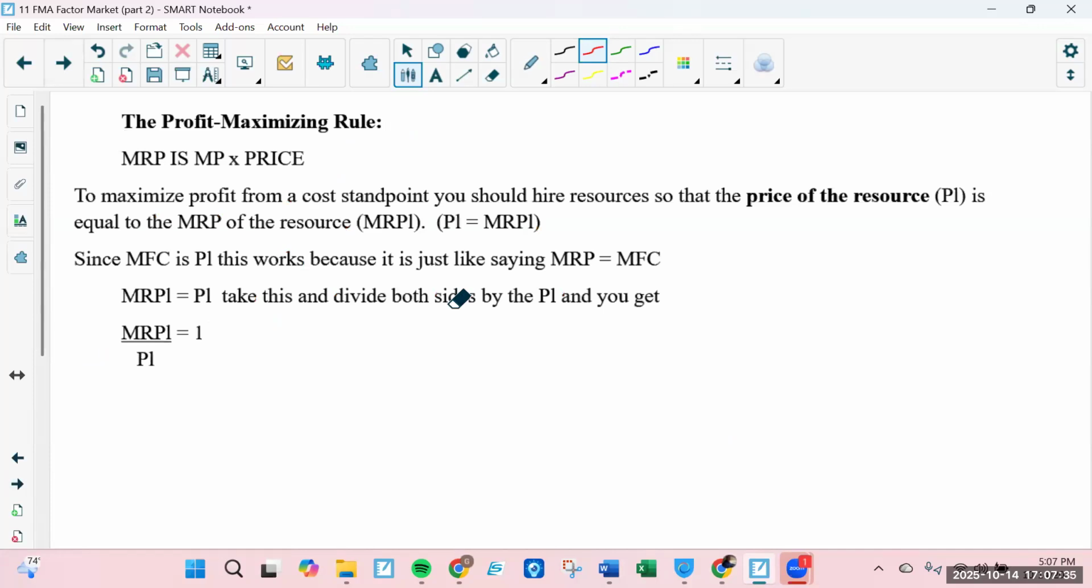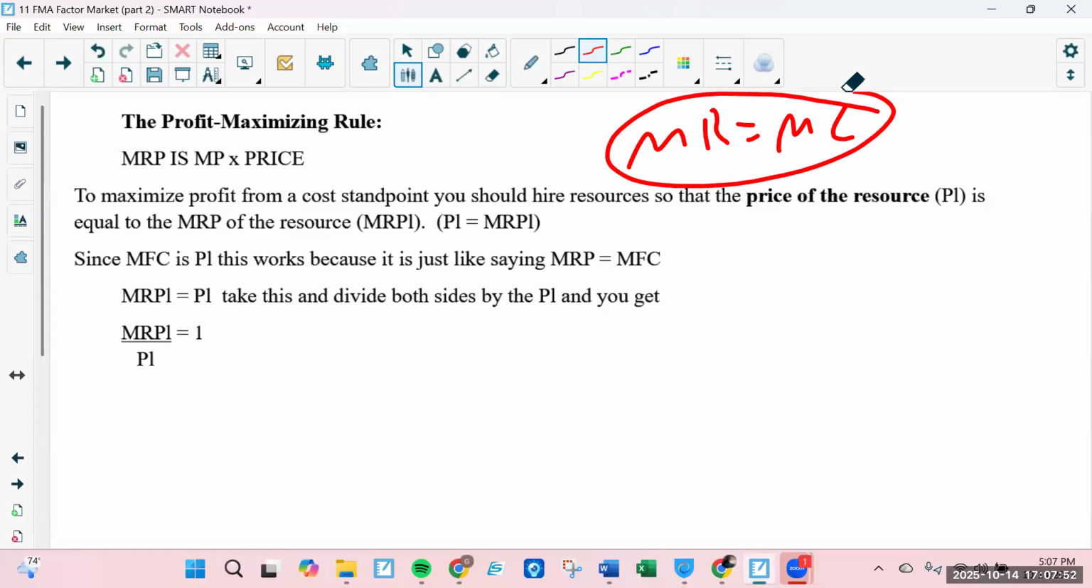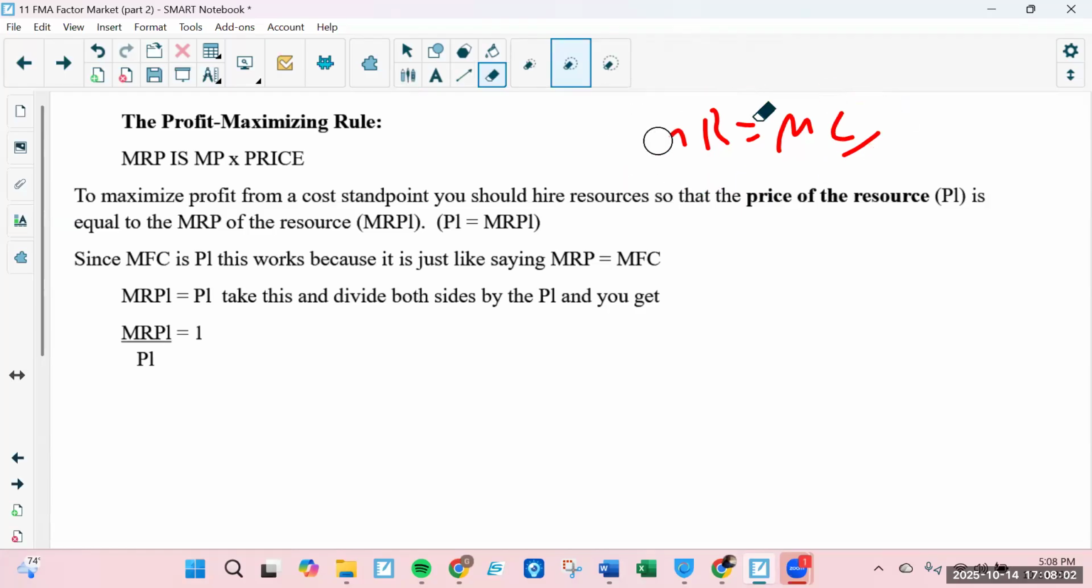Anyways, the second rule they may test you on is called the profit maximization rule. This is where a firm is trying to maximize its profits. Now, in the product market, we know that all firms produce where MR equals MC, and when they're doing that, they are maximizing their profits. Here we're not talking about profits of production, we're talking about profits from hiring the right combination of labor and capital.